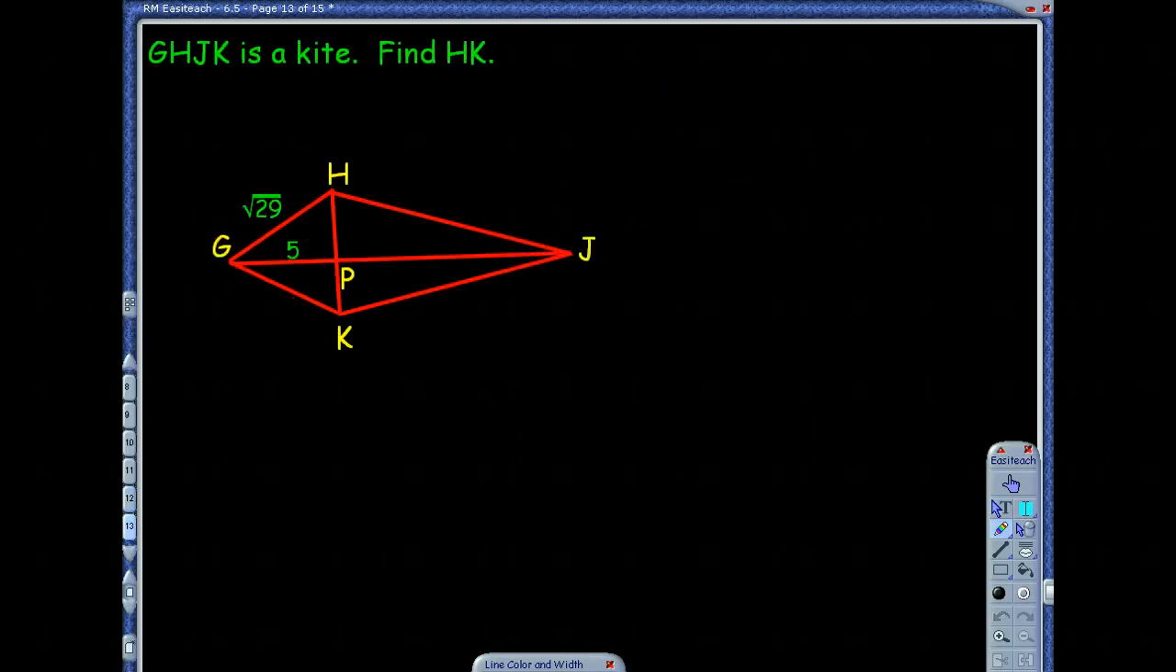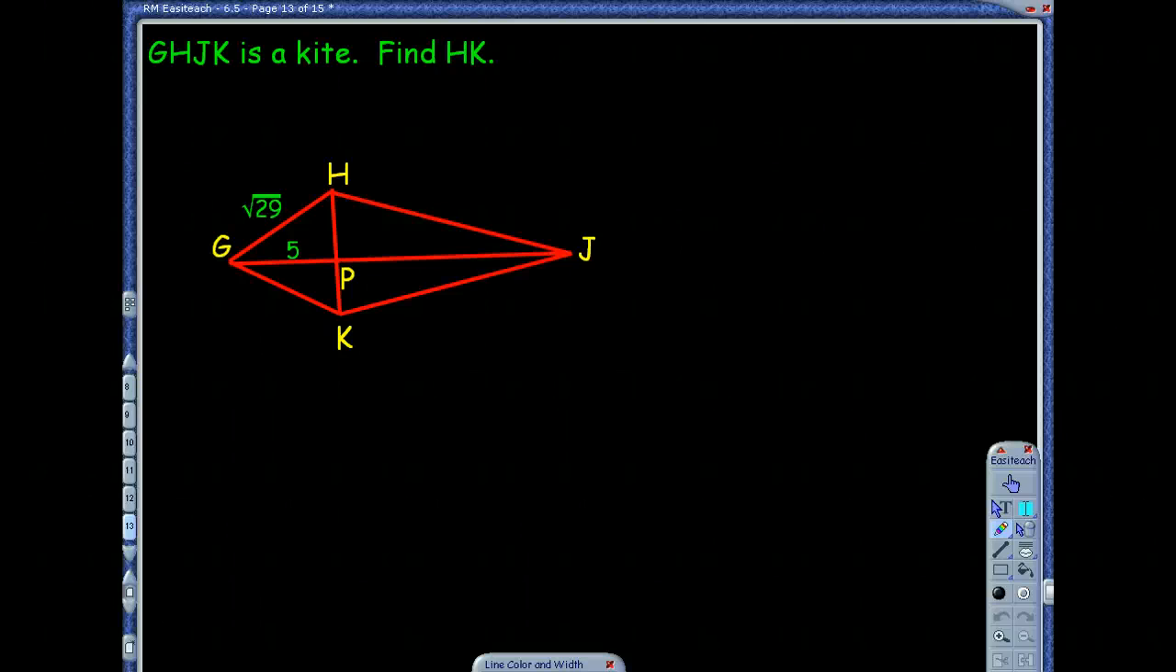Okay. All right, so now I'm telling you that this is a kite. We're supposed to find HK. So what do you notice about HK? Well, HK is a diagonal. And what do you know about diagonals within a kite? Well, I like that you said that, because if we're finding something about HK, which is a diagonal, we're probably dealing with the diagonals of a kite.